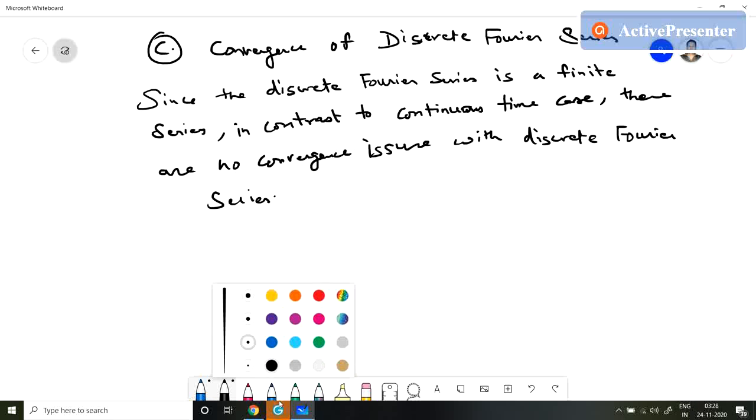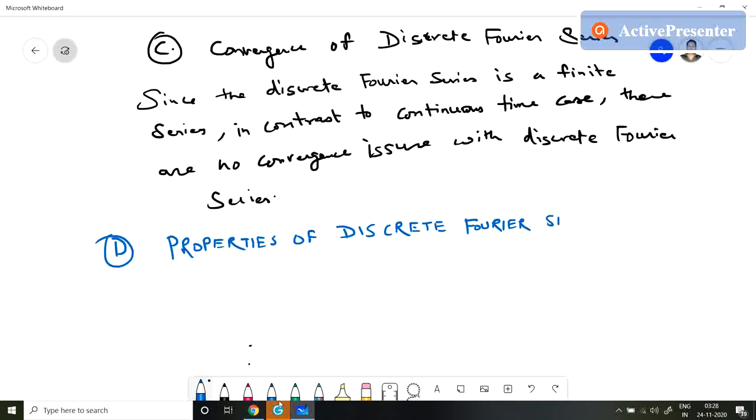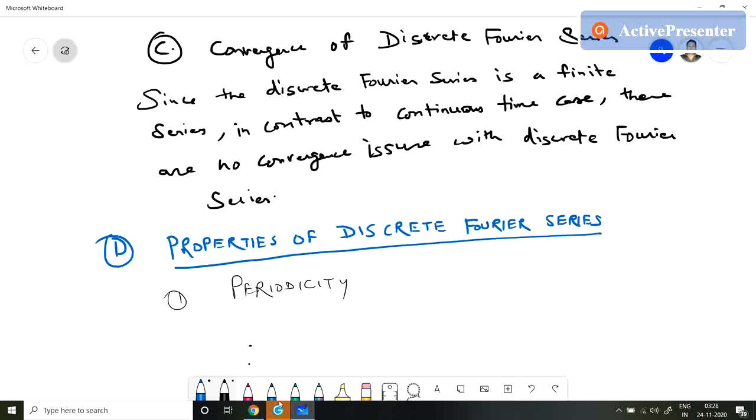Now let us see the various properties of the discrete Fourier series. So the very first property is periodicity of Fourier coefficients.